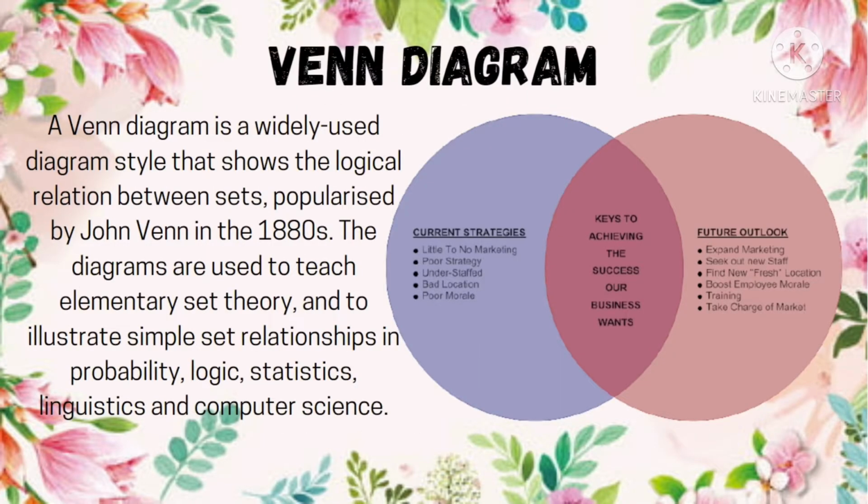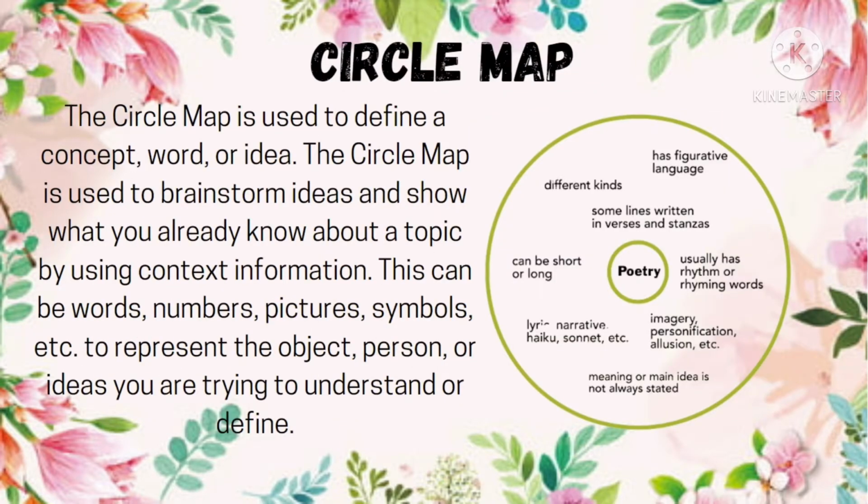Venn diagram is a widely used diagram style that shows the logical relationship between sets, popularized by John Venn in the 1880s. The diagrams are used to teach elementary set theory and to illustrate simple set relationships in probability, logic, statistics, linguistics, and computer science. Circle map.